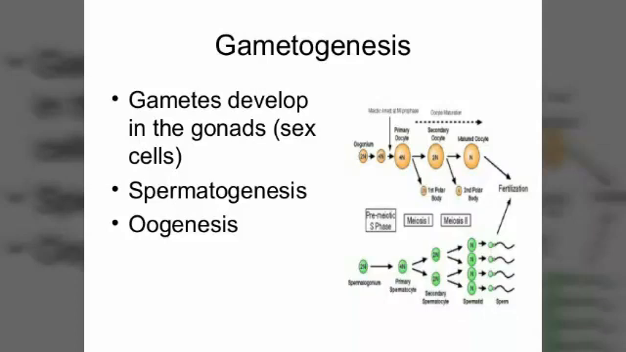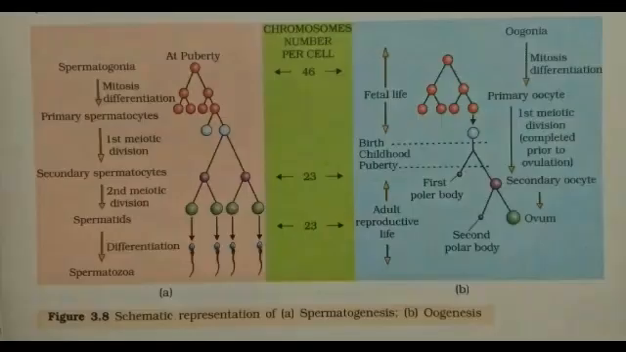also called sex cells. It is categorized into two parts: spermatogenesis and oogenesis. Formation of sperm is known as spermatogenesis, and formation of ovum is known as oogenesis. Sperm formation takes place in different steps as given in this diagram.